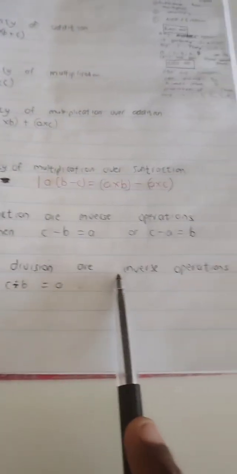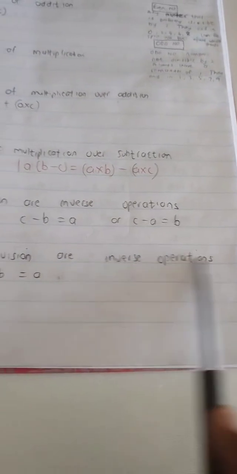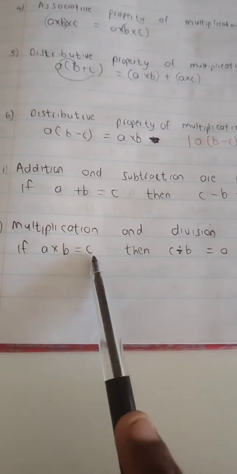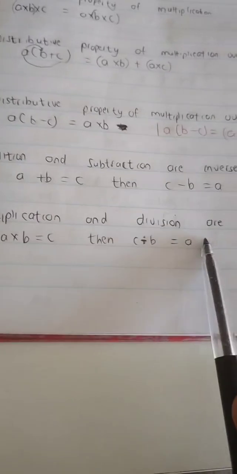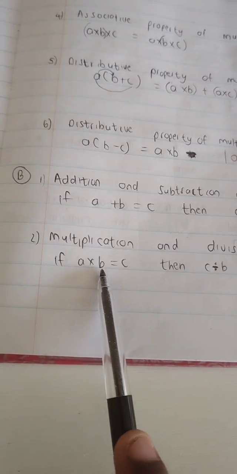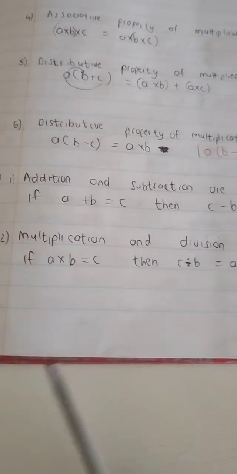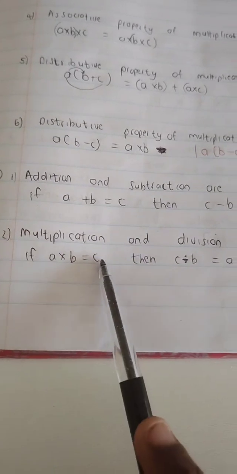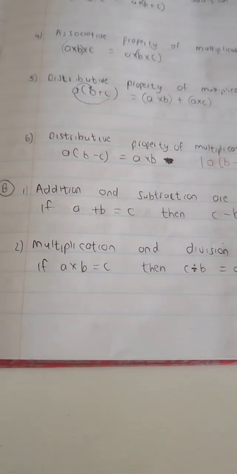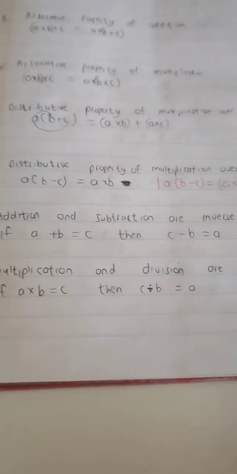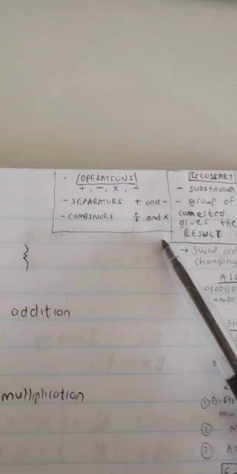Then multiplication and division are also inverse operations. If A times B is equal to C, then we can say C divided by B is equal to A. Because A is being multiplied to B, the opposite of multiplication is division. So you can say C divided by B is equal to A, or you can say C divided by A is equal to B. That is maths, the inverse operations. Multiplication and division are inverse operations. Addition and subtraction are inverse operations.